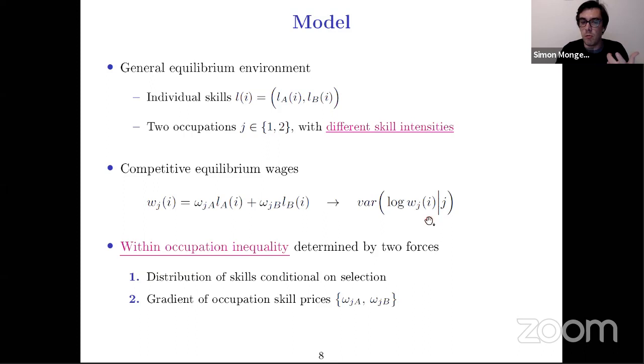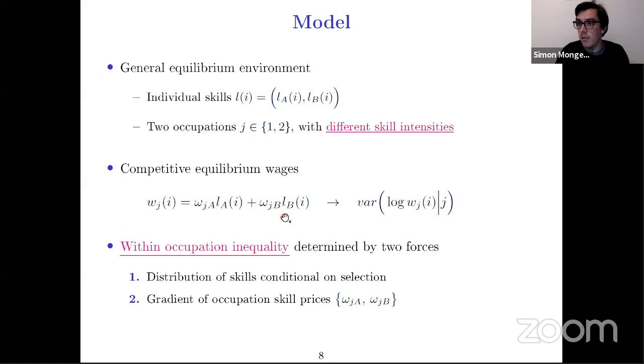In this model, within-occupation inequality is going to be determined by two forces. The first is the distribution of skill endowments conditional on selection into occupation j. This is something which is present in a Roy model, which I'll talk a bit about later on. And the second, which is the focus of this paper, is the gradient of these occupation skill prices.